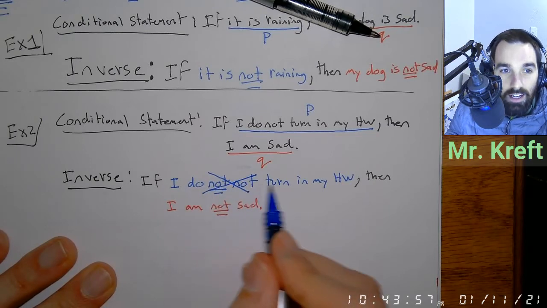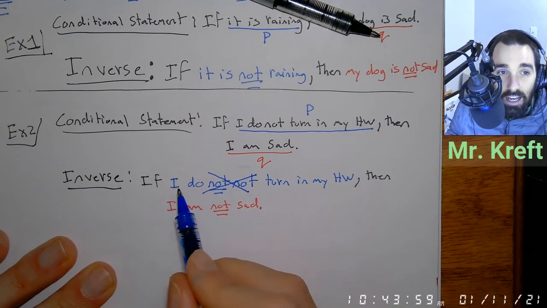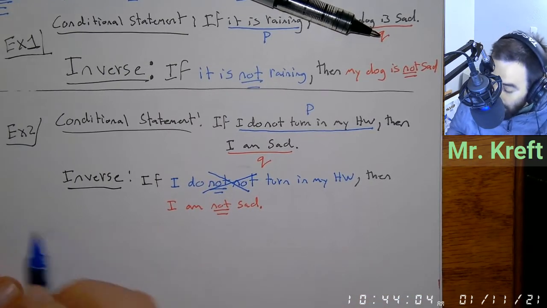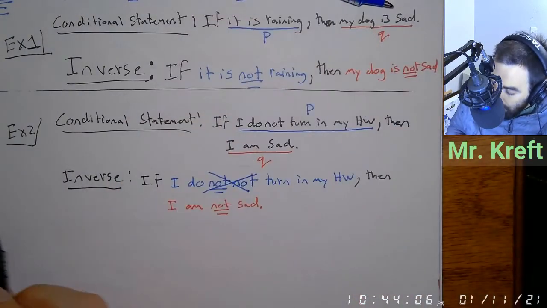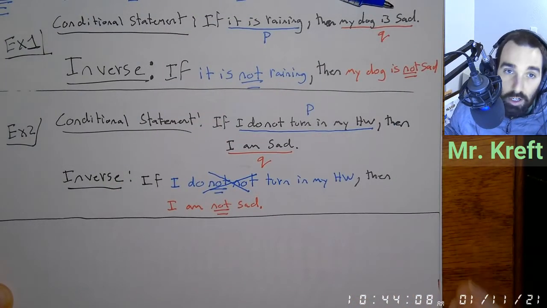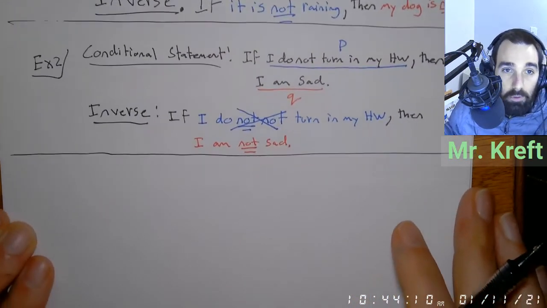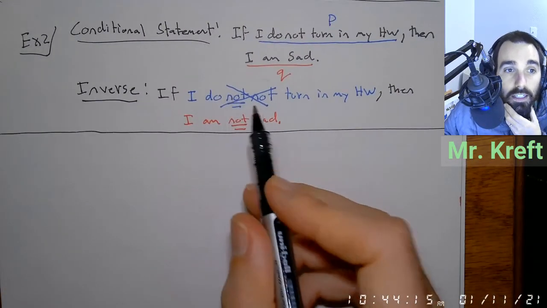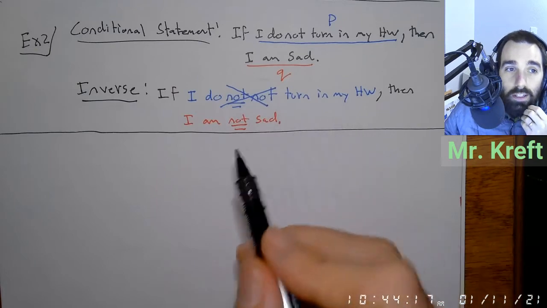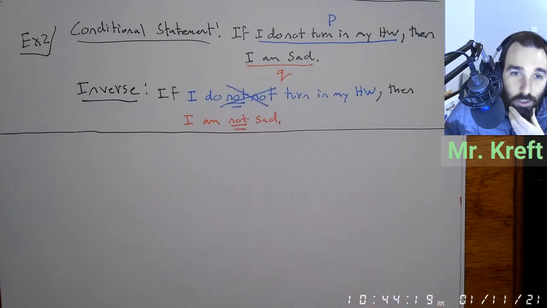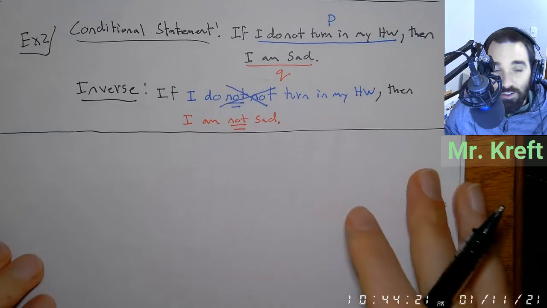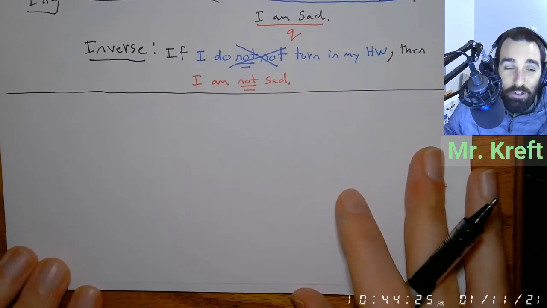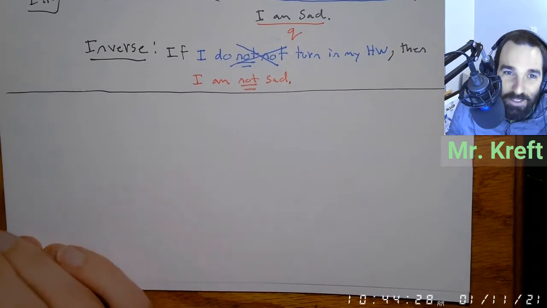Okay, so I do not turn in my homework is the same thing as if I do turn in my homework, then I am not sad. So that is an example of a double negation, right? A double negative makes it a positive. Okay, so if I do not turn in my homework, then I am not sad. And again, I don't recommend talking like this. If you think you're going to try to be cool and talk to your parents like that, they probably won't think it is as funny as you are, especially if they're already mad at you.